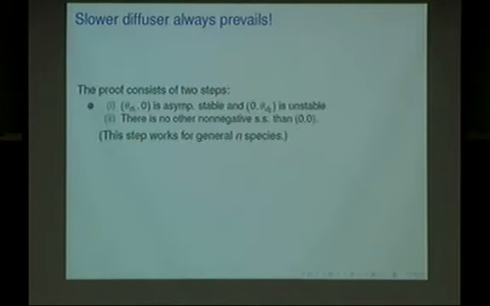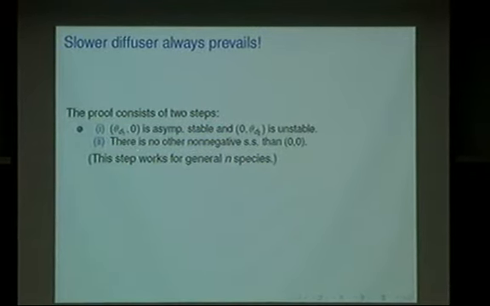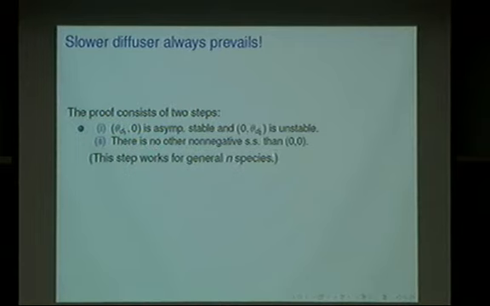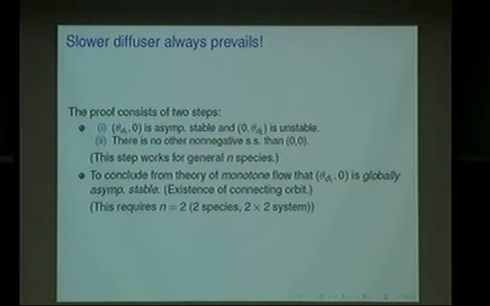The reason is that we need to look at the proofs of this fact, but we're not going to go into that. I'm just going to give an outline, or sort of a sketch. The proof consists of two steps. The first part of the first step is a local thing, to show that (θ_d1, 0) is stable, while (0, θ_d2) is unstable. That's a linearized analysis. Part two of step 1 is to show that there is no other non-negative steady state than (0, 0). This part works for 3 species or n species. It doesn't depend on n equal 2. In the second step, we need to conclude from the theory of monotone flow, as I said, this is an order-preserving system, that (θ_d1, 0) is globally asymptotically stable. This requires n equal 2.